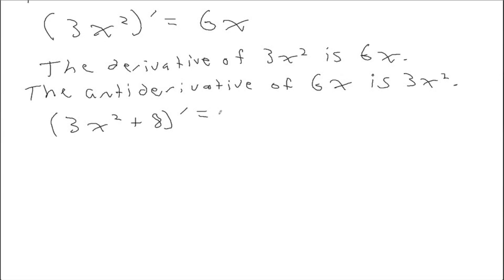Okay, how would we write this? That's 6x, like so? Yep, that's right, because the derivative of a constant is 0. So how would you express this in words? The derivative of 3x squared plus 8 is 6x. Excellent. And how else? The antiderivative of 6x is 3x squared plus 8.